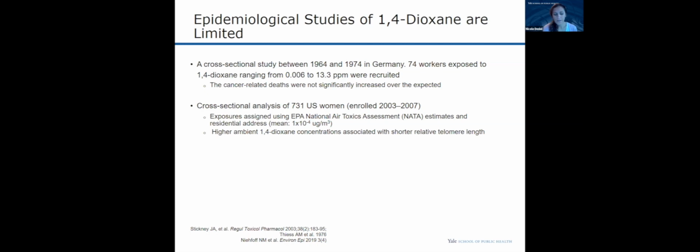Telomeres cap the ends of DNA and are protective, so longer is better, and shorter telomere lengths are predictive of various chronic diseases, including cancer. And they've identified an association between dioxane concentrations in the air in the communities and shorter telomere length. So taken together, these studies, again, are very sparse. Their most recent study, the environmental study, I think really underscores the need for additional research into this area.